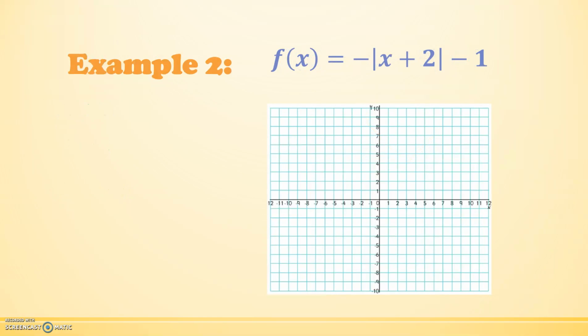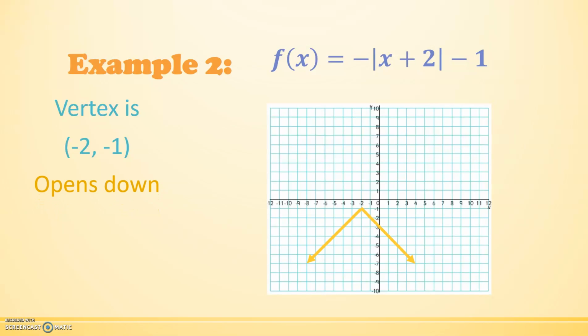Let's do another one. In this one, for the vertex, h is a liar, so it's at negative 2. K tells the truth, so it's negative 1. Then from here, I see that a is negative, so it's going to open down. So when I move over to my vertex, which is to the left 2, down 1, now I'm going to go down 1 to the right 1. So the V is now upside down.